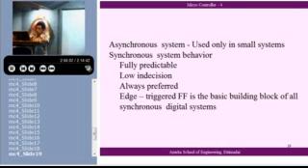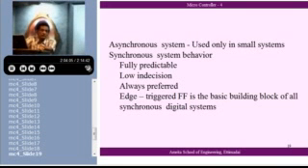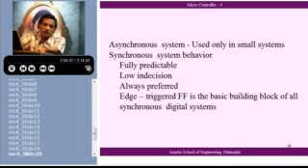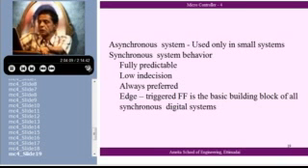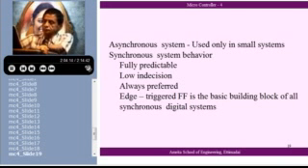So the advantages are, it is fully predictable, the indecision is low here, a synchronous system is always preferred. The basis of the synchronous system is the edge-triggered flip-flop.